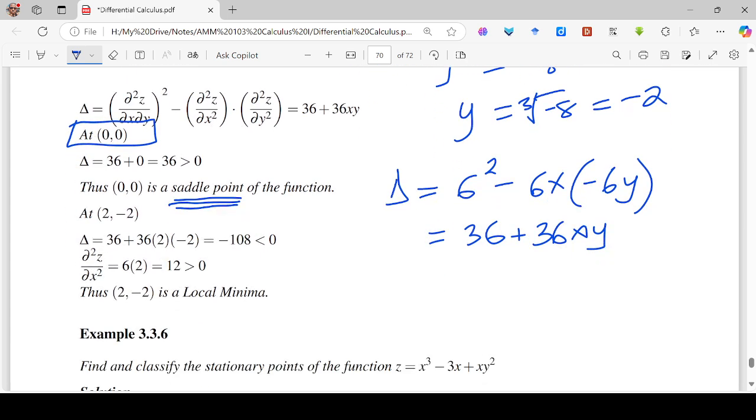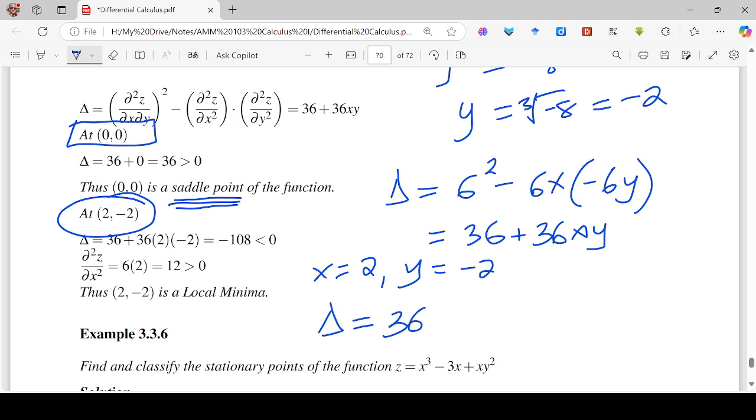If we go to the next point, (2, -2), x is 2, y is -2, then you see that delta will be 36 minus 36 into 2 times -2. Sorry, this is plus. And if you work out, this will be 36 minus 144, which will give us negative 108. This one is negative.